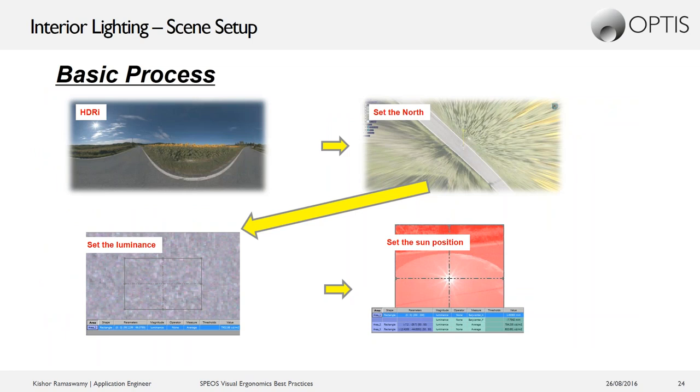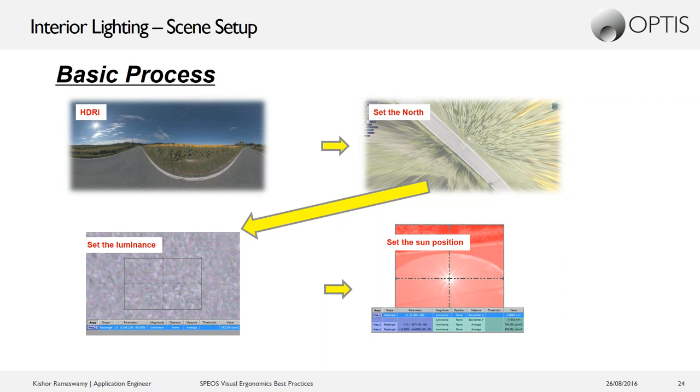A basic process for setting up a scene for an interior lighting study is as follows. The first would be to select the HDRI image that you want to use. Once you have this image, it's important to orientate the image correctly by setting the north direction. So you can see this as you change the angle of the north, you'll see the direction of your image changing as well. Next is to set the luminance.